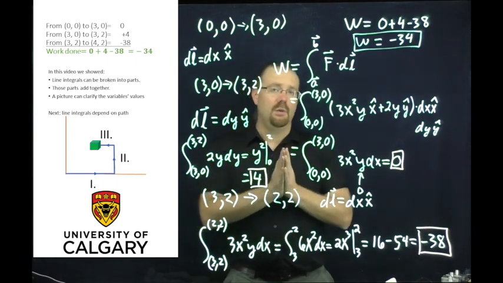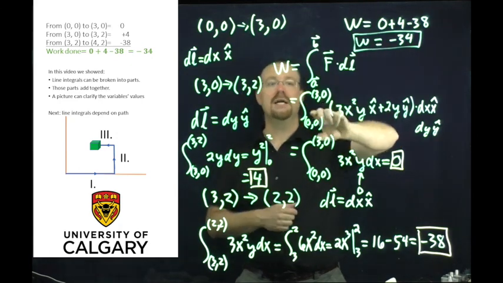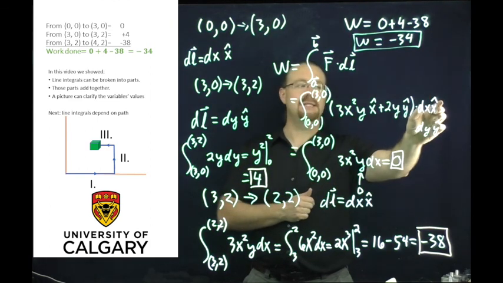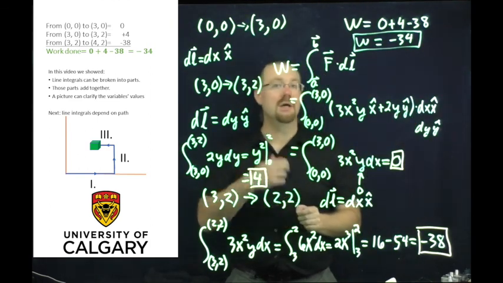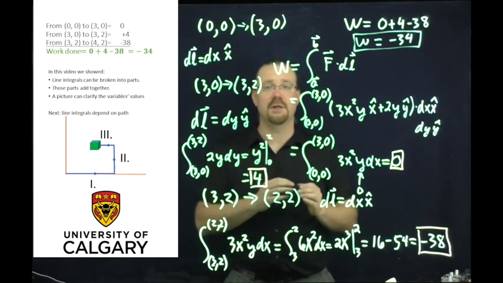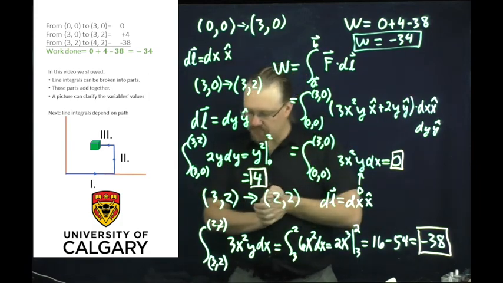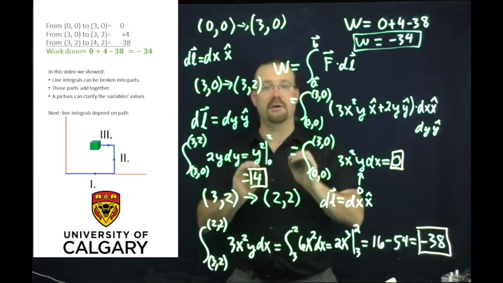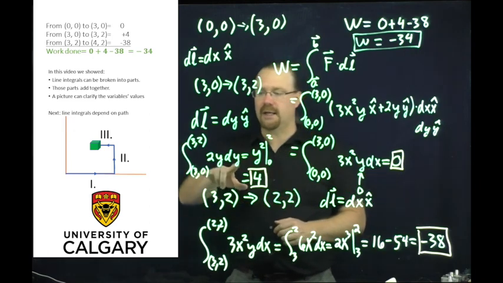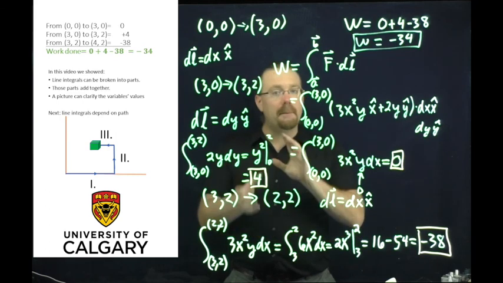What this video showed was that the line integral for work, or any line integral in general, can be broken into these various pieces. Along each of those various pieces, we have different dl's. Sometimes they're pointing in the x direction, sometimes they're pointing in the y direction, and we'll see in a different video, sometimes they're pointing in a combination of both, and you have to actually create a more complicated mathematical expression. A picture can often clarify the variable's values, like the fact that y was equal to 0 here, and x was equal to 3 here, and y was equal to 2 down here. A picture can really help with that.